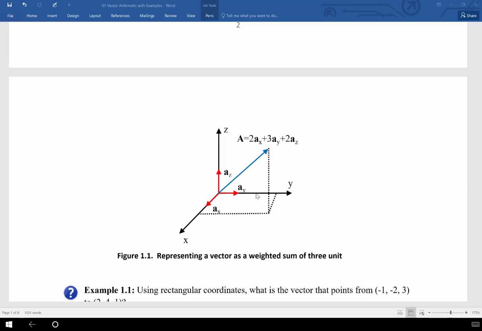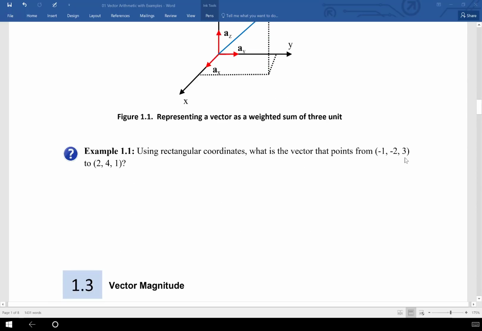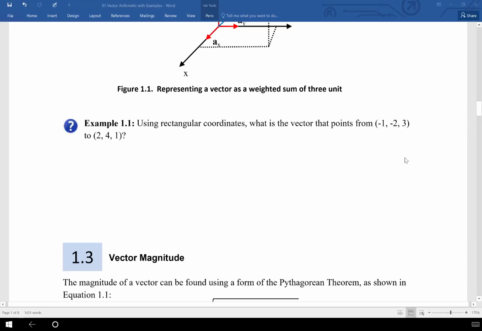So it's a little bit further out this way than it is this way or this way. So we can represent any quantity in three-dimensional space as the sum of three of these vectors. So let's do a quick example. I like to fill the examples in as we go, so we'll do this one together. Using rectangular coordinates, what is the vector that points from this location, -1, -2, -3, to +2, +4, +1?